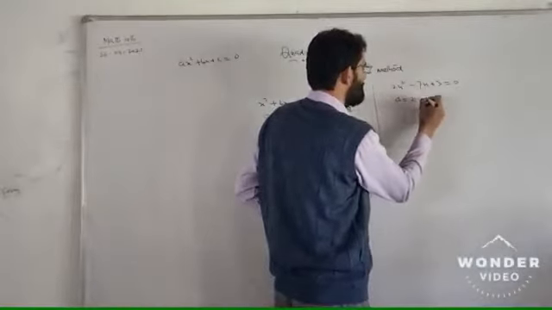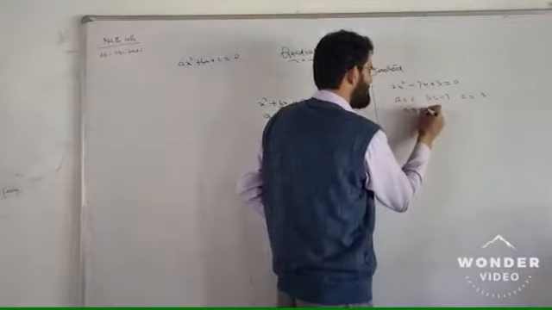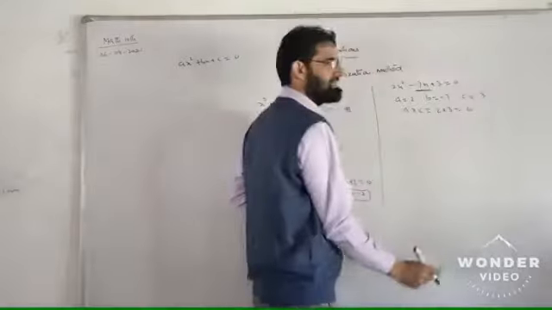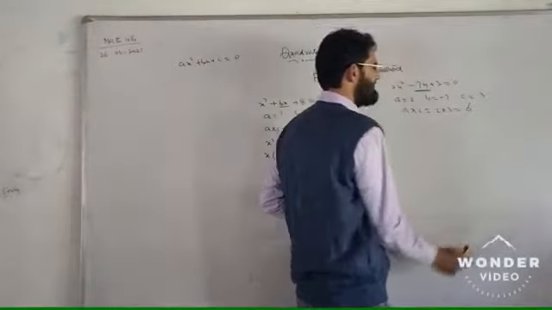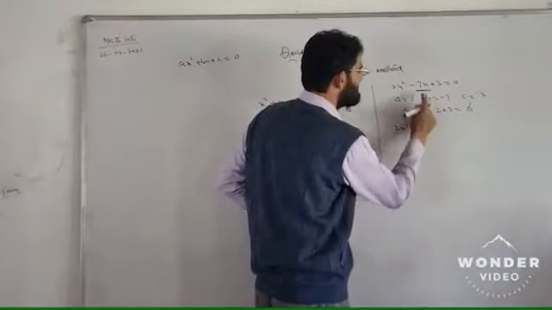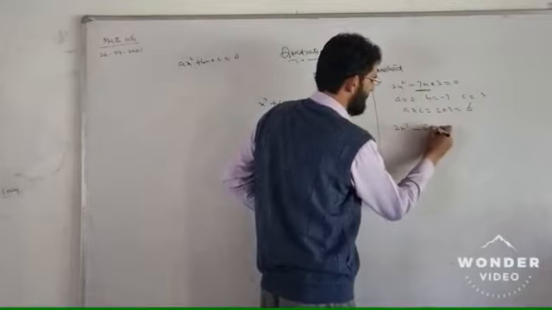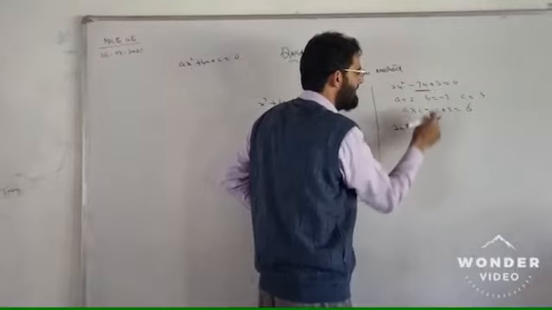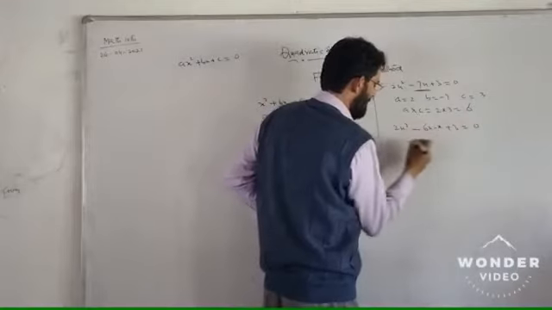Here A is equal to 2 and what is B? It is minus 7. What is C? It is 3. A into C, this is 2 into 3, this is 6. Now break the middle term in such a way that their product is equal to 6. So we write 2x square minus 7x, now this is like this, minus 6x minus x. Minus 6x minus 1x is equal to minus 7x and minus 6 into minus 1 is 6, plus 3 is equal to 0.